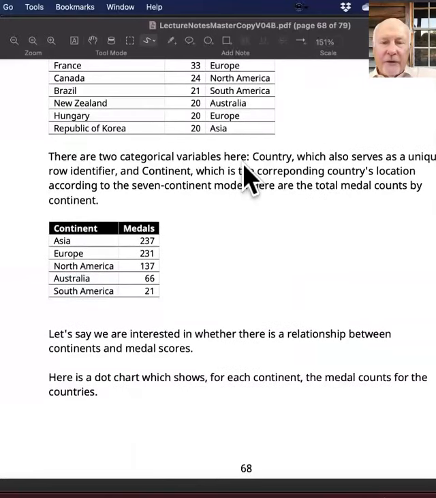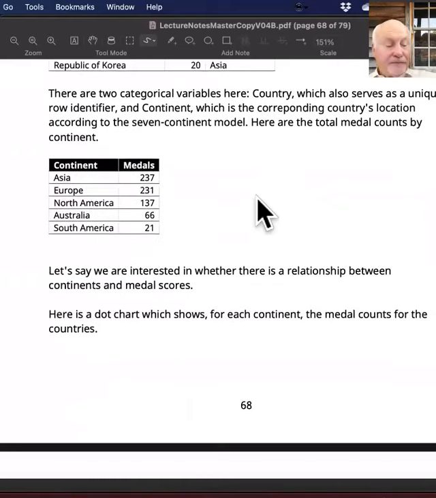What I've then done is I have aggregated the data by continent. Now I know there's several different schemes for putting things into continents. I've used what's known as the 7-continent system here, although there's only 5 of them represented. And so Australia includes New Zealand and the Pacific Islands, for example. And those are the total medal counts.